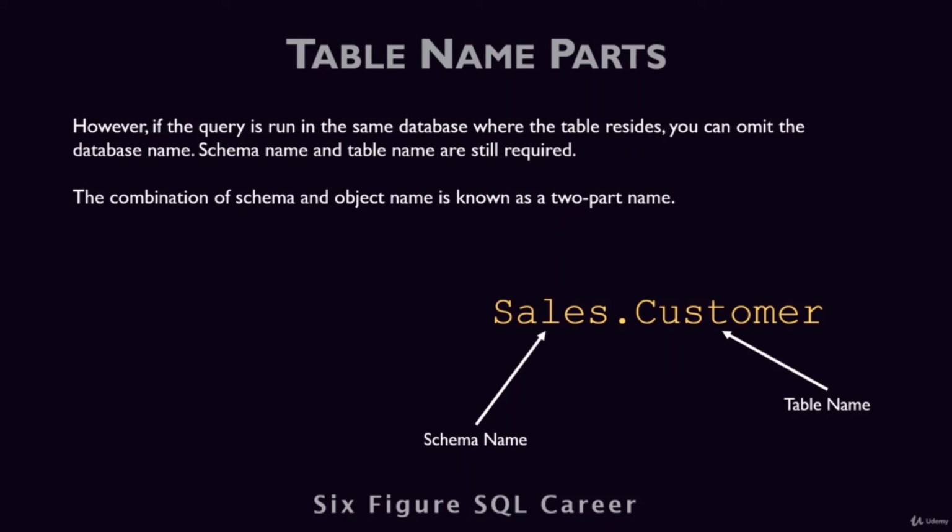If a query is run in the same database where the table resides, you can actually omit the database name. The schema name and the table name are still required, however. When you have a combination of schema and object name, or schema and table name in this case, this is known as a two-part name.